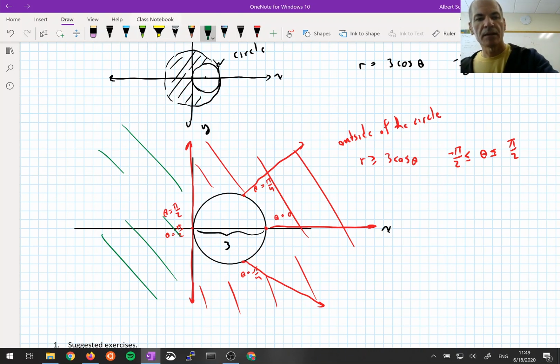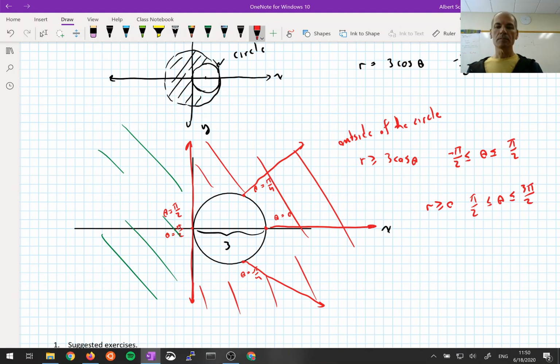Well, on the left-hand side, I'm just going to say r greater than or equal to 0 for theta bigger than pi over 2 and less than or equal to 3 pi over 2. Together, they describe the volume outside of the cylinder.